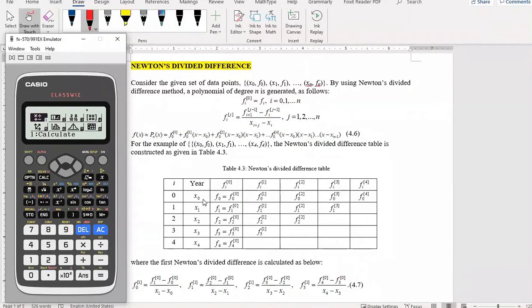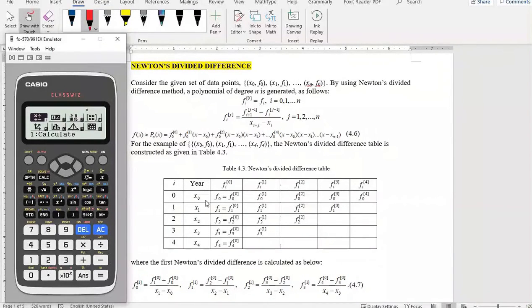Consider you have data x and y. We denote it as f_i superscript bracket 0, standing for the initial data or level 0 of Newton divided difference, and then f_i bracket 1 stands for the first level of Newton divided difference, f_i bracket 2 for the second level, f_i bracket 3 for the third level, and f_i bracket 4 for the fourth level.